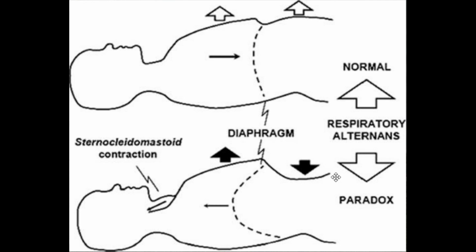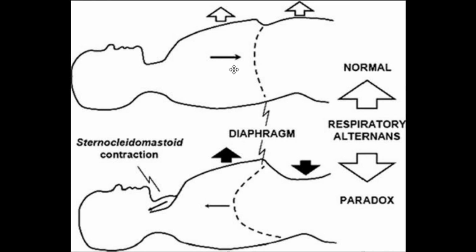Now, why does it happen? Normally, during inspiration, the diaphragm descends down, right? So ultimately, it creates a pressure on the abdominal contents and they bulge forward. So there is bulging or expansion of the abdominal wall.